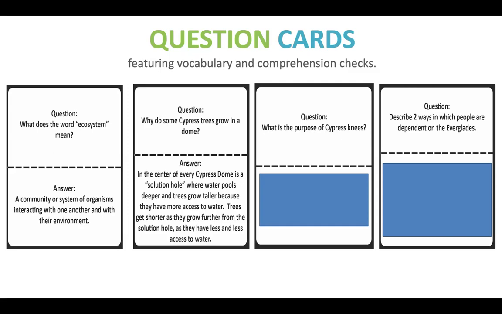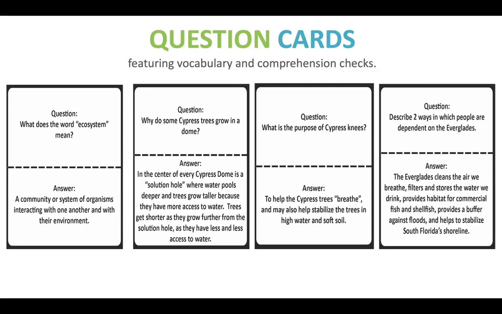Very good. So I'm going to pop up some of the answers here. We know that cypress knees help to allow the roots to breathe and to stabilize the tree. And then the answer for describe two ways in which people are dependent on the Everglades lists a whole bunch of reasons that your students can use as their answer. And there's so much more that they can add as well. So the game does allow for a little bit of an addition to add on more information. Absolutely. And again, if one student was answering a question and the other student was looking at the answer, and they weren't sure if the student had answered correctly or not, they'll discuss it all together as a team and decide, did that count or not? Does it have to be the exact wording or not?